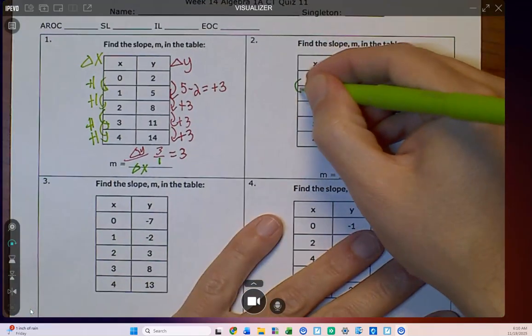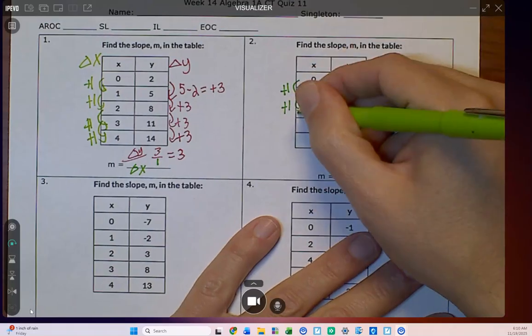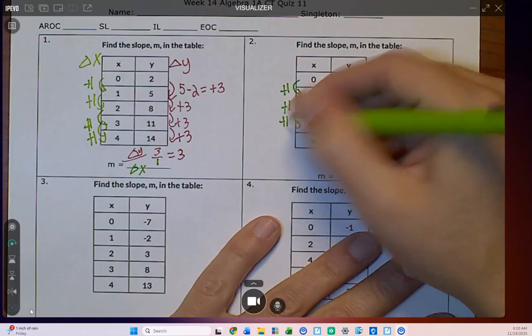0 jumped up 1 to get to 1. So 1 plus 1 is 2. 2 plus 1, 3.